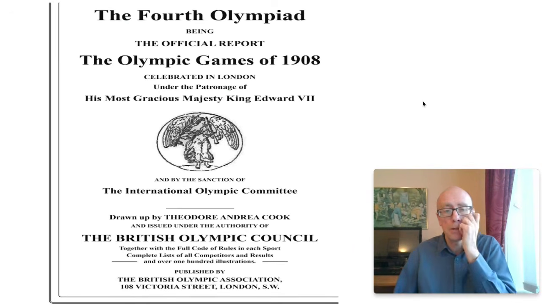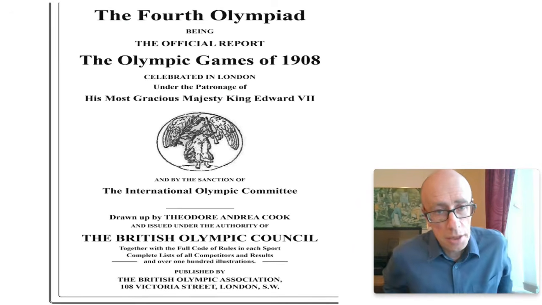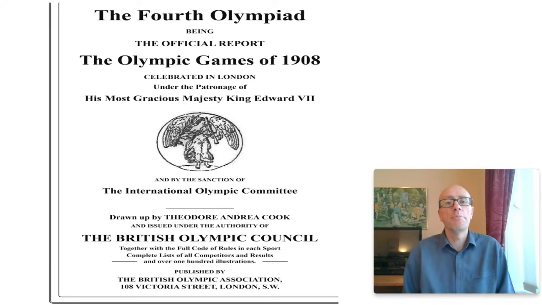Now, text B is your older text. So here we go. "The Fourth Olympiad, being the official report. The Olympic Games of 1908, celebrated in London under the patronage of His Most Gracious Majesty, King Edward VII." This is full of noun phrases, and that's obvious because this is a title page. It's a title page for an official report.